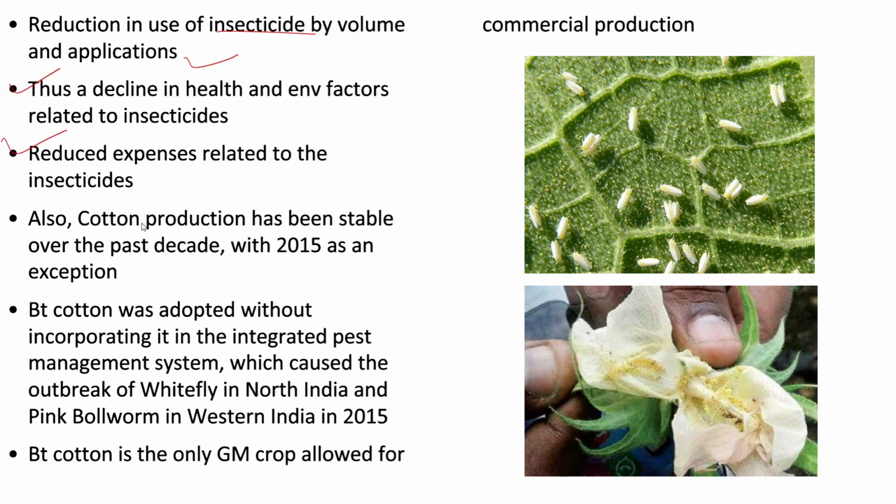Also, cotton production has been stable over the past decade in our country, with 2015 as the only exception. Bt cotton was adopted without incorporating it in the integrated pest management system, which caused the outbreak of whitefly in North India and pink bollworm in Western India in 2015. One must also remember that Bt cotton is the only genetically modified crop allowed for commercial production.